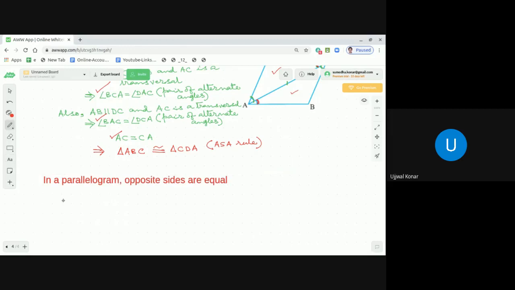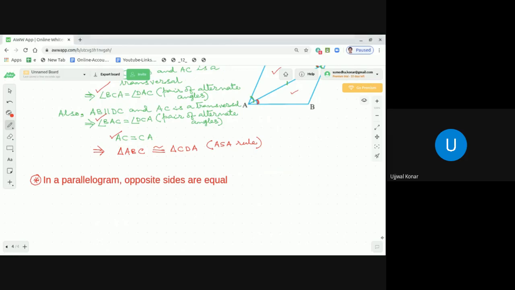Okay, dear students. So, what's the statement next? Theorem. What I wrote is that in a parallelogram, opposite sides are equal. So, from the previous one, what we understood is that the diagonal divides the parallelogram into two congruent triangles. Correct. As we just proved it, the diagonal divides the parallelogram into two congruent triangles.